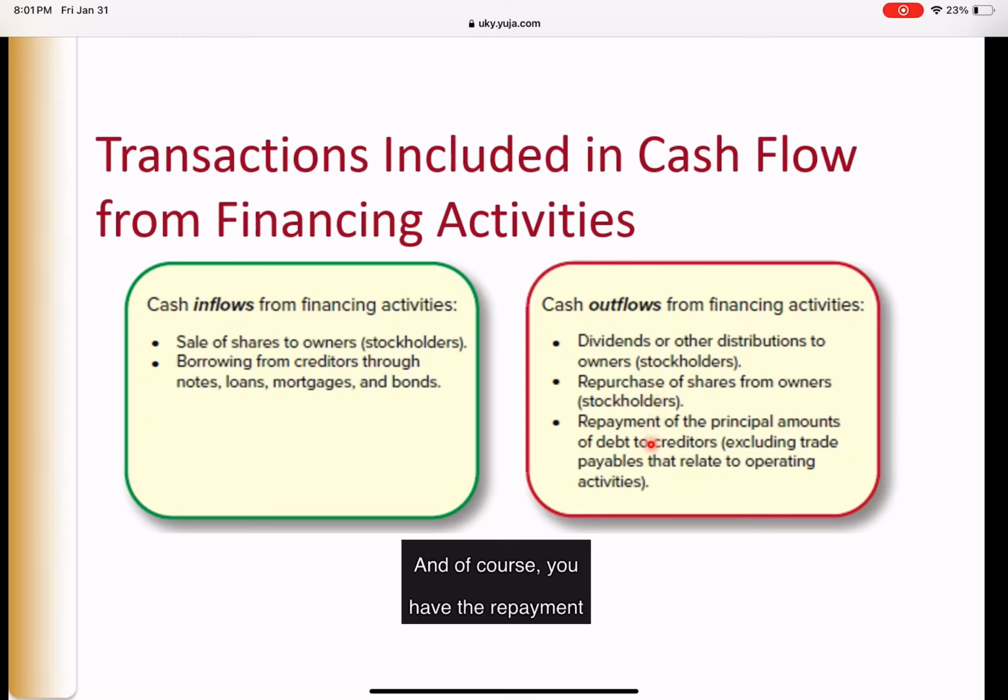And of course, you have the repayment of principal amounts of debts, whether it's on bonds, mortgages, or long-term loans. Now, obviously, if they're trade payables, such as accounts payable, taxes payable, or interest payable, that's under operating activities. This is principal amounts on debt to your creditors.